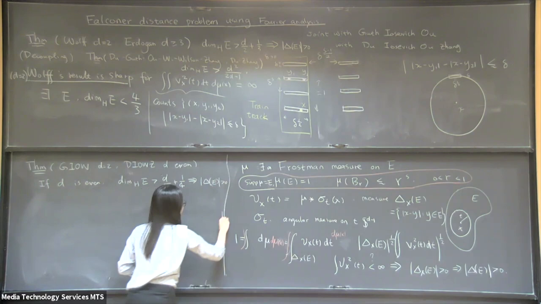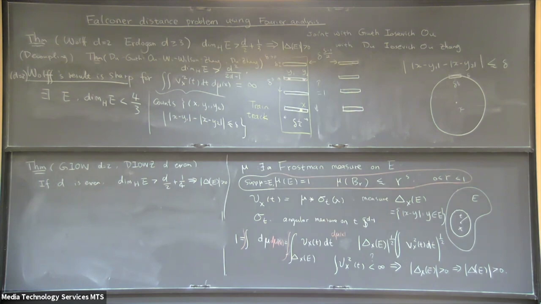Now let's first focus on d equals 2. So for 3, you're going to get something different? I mean, for 3, I think so far the result above is the best. But there's no counterexample, right? No, we didn't find a counterexample yet.